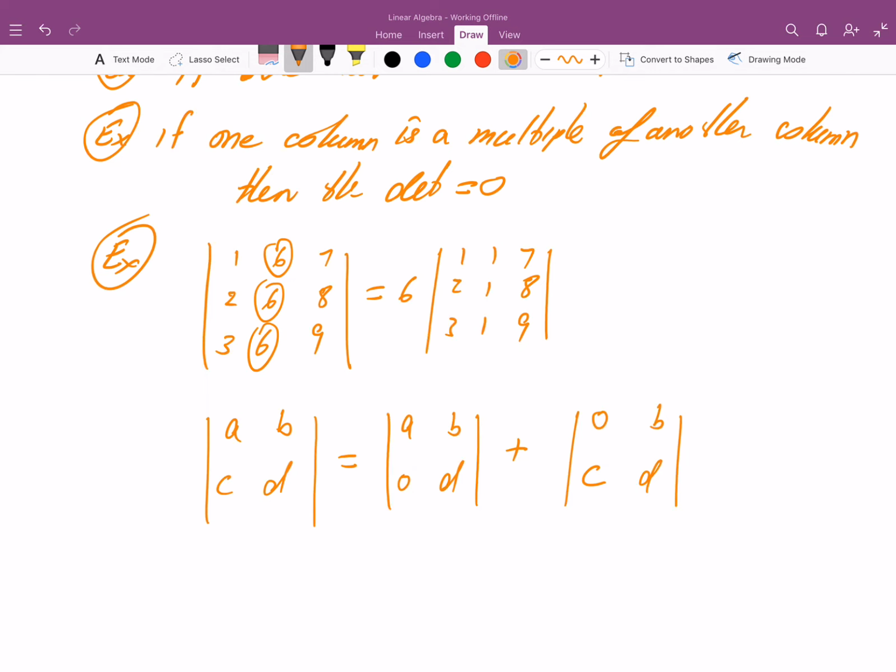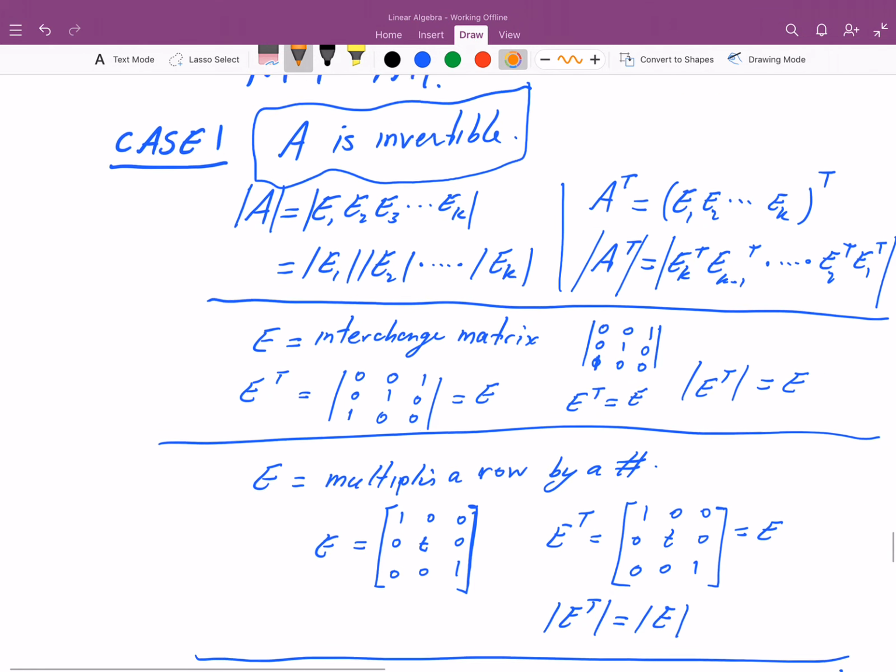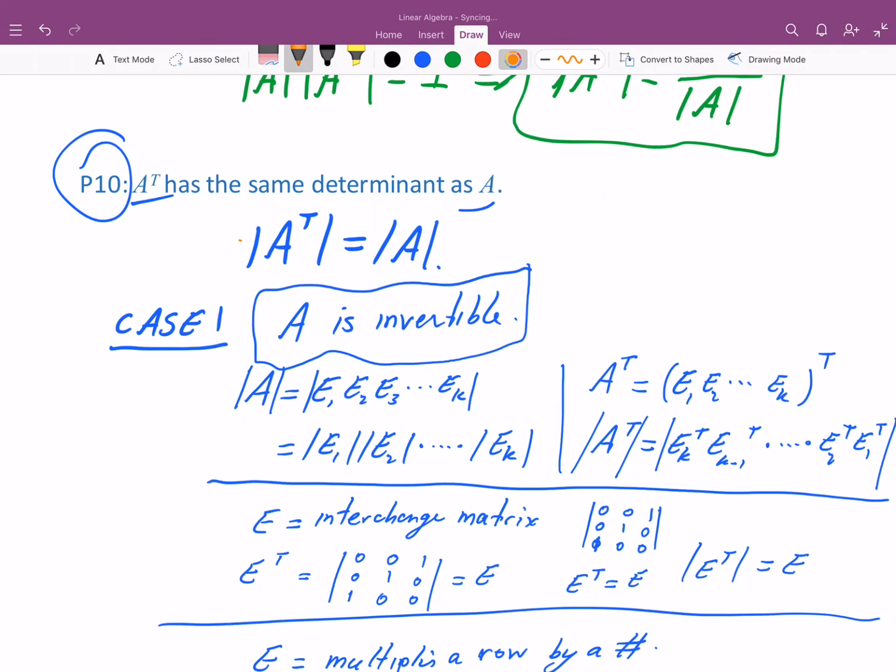So this property that tells us the determinant of the transpose is the same as the determinant of A means that basically everything we've learned from the previous properties is now true about columns. So that's a very, very nice thing to know.